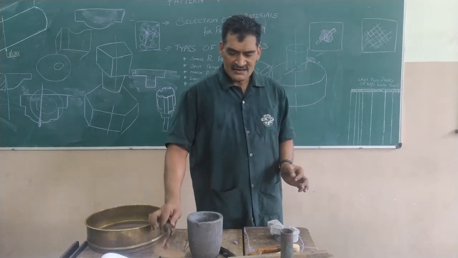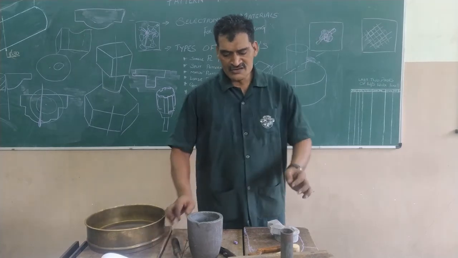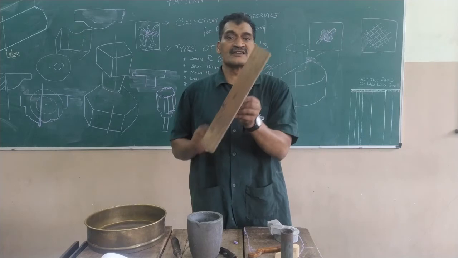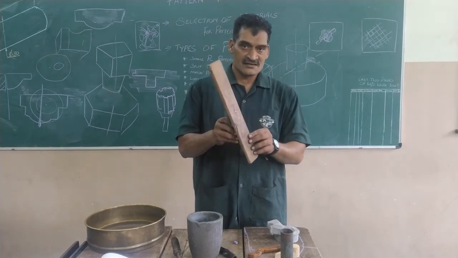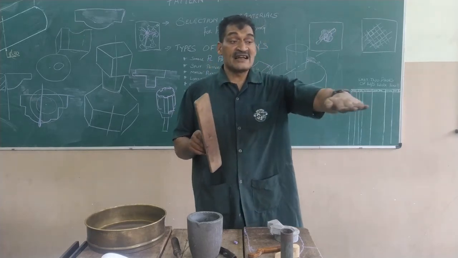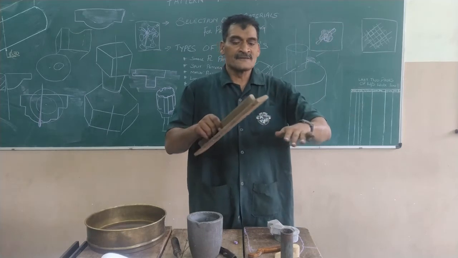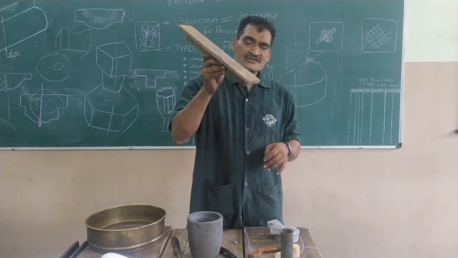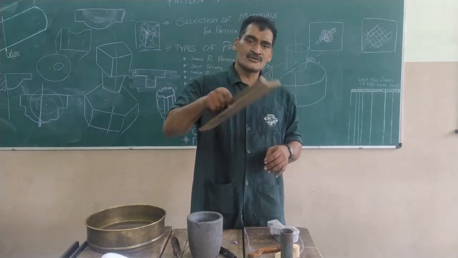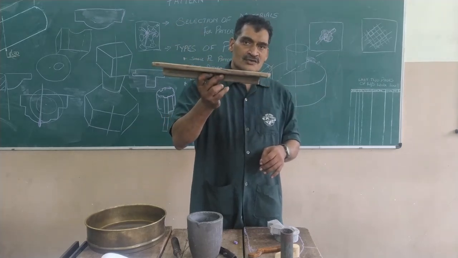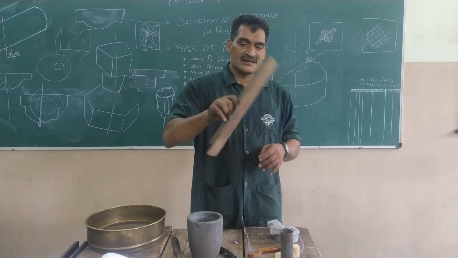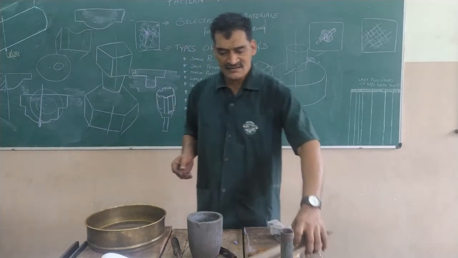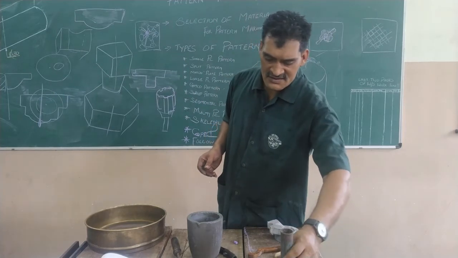After the trowel, the next tool that we use is this. This is called a strike-off bar. Whenever preparing the sand mold, the excessive sand is removed using this tool. This is called a strike-off bar. After the strike-off bar, the next tool is rammer.